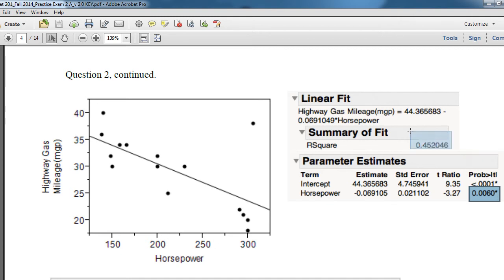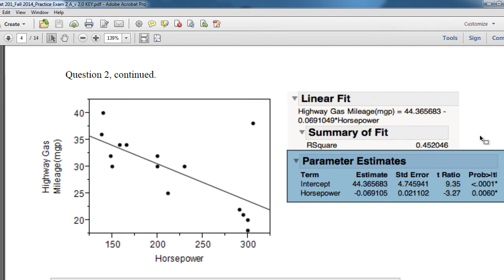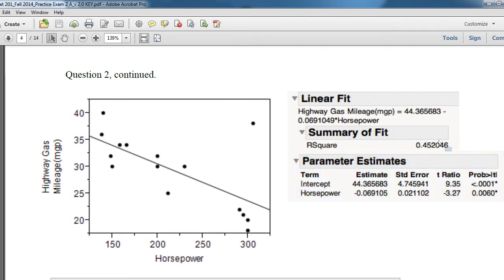One last thing with this output, we have r squared. R squared is always in the general form. You can go ahead and write this down if you like. Blank percent of the variation in y is explained by x. So here we are: 45.2% of the variation in highway gas mileage is explained by horsepower. Good deal.